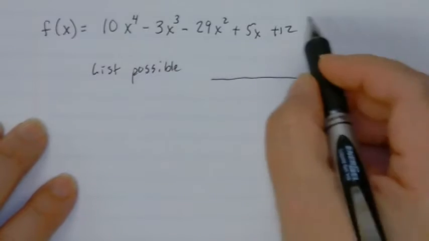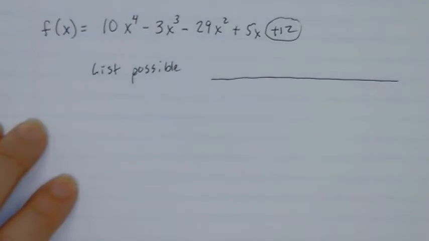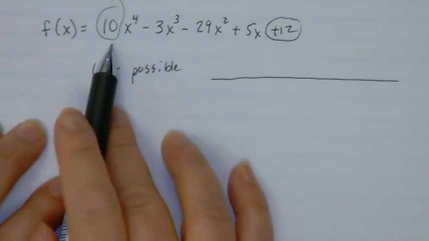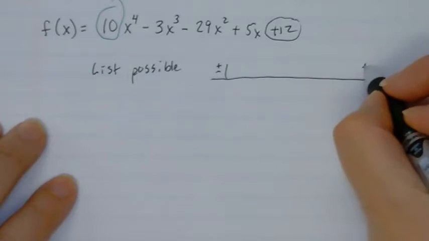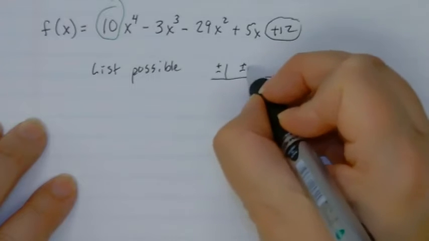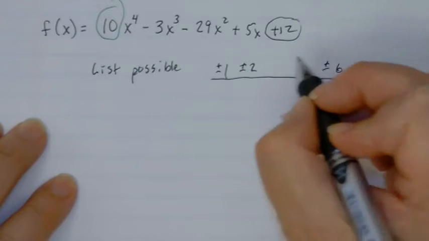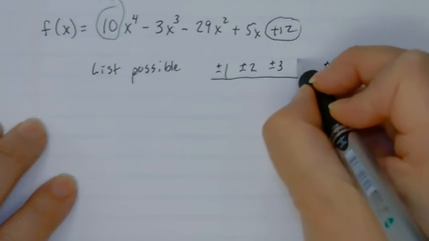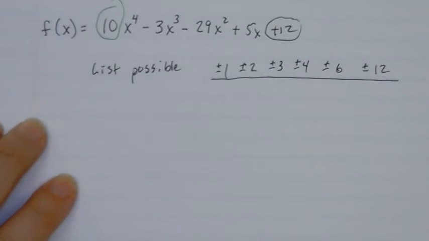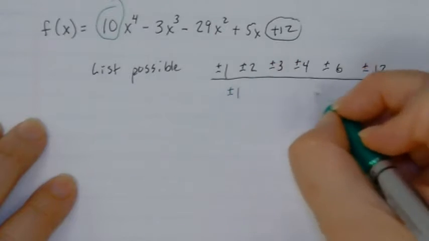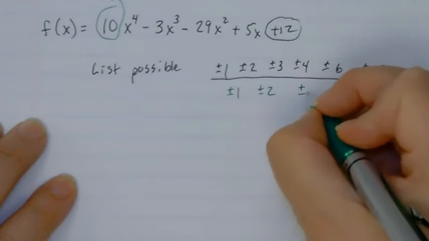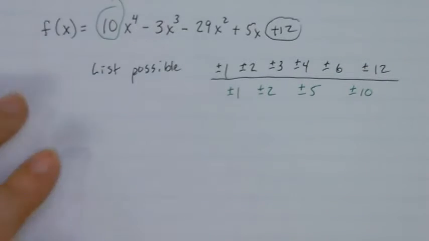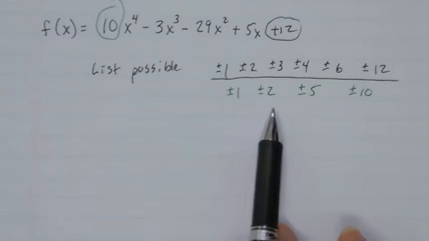So I'm going to find the factors of this number divided by the factors of this number. Notice this one's different now because I'm actually going to have factors of 10. So the factors of 12 are plus or minus 1, plus or minus 12, plus or minus 2, plus or minus 6, plus or minus 3, plus or minus 4. The factors of 10 are plus or minus 1, plus or minus 10, plus or minus 2, plus or minus 5.